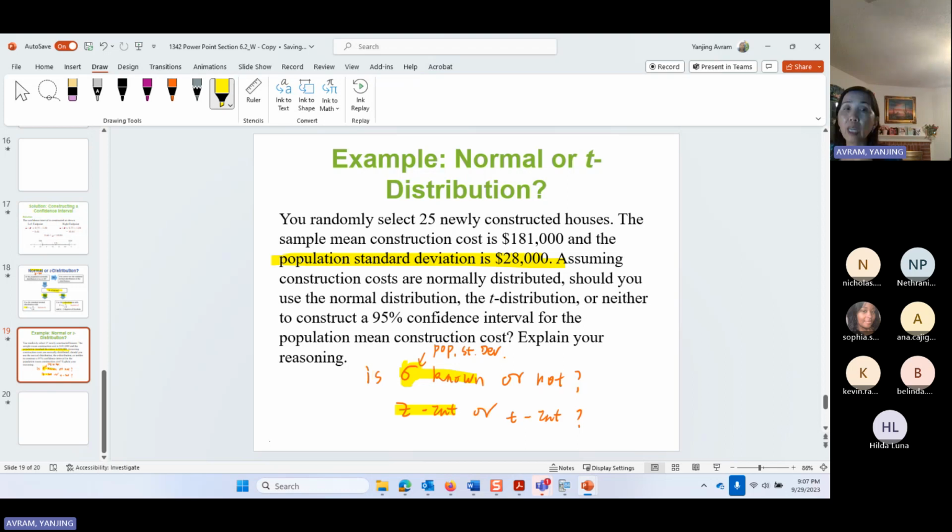So this one should be a Z interval, not a T interval, because it did tell you the population standard deviation. All right, so a little bit tricky. That's why we have to look at what sigma is. Sigma is the population standard deviation. If it's telling you, you're using the Z. If it didn't tell you, or this one is from the sample, now you use a T. So that is something you have to be very careful about.